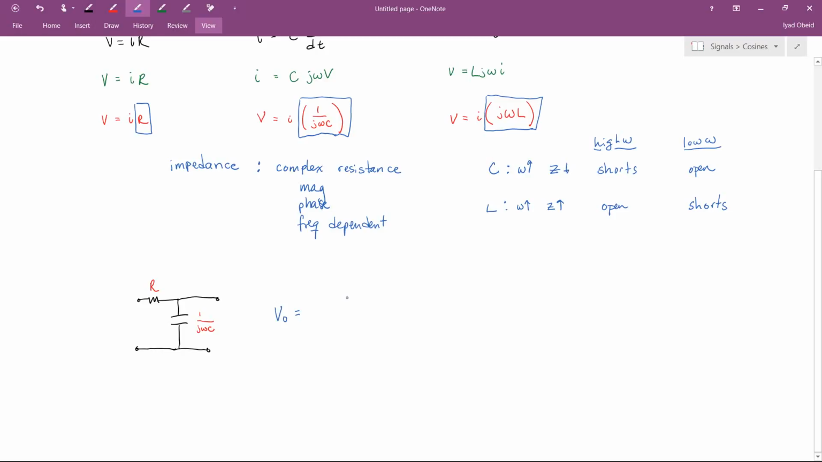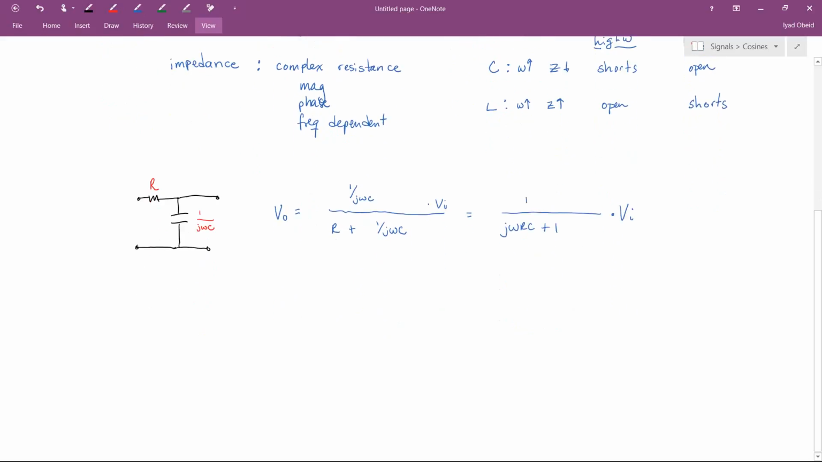And the way voltage divider works is it's the output impedance, in this case 1 over j omega c, divided by the sum of the impedances, R plus 1 over j omega c. And if we multiply numerator and denominator by j omega c, we get 1 over j omega RC plus 1, which is the same transfer function that we had all along. Okay, that's the same transfer function we worked out in the previous video.